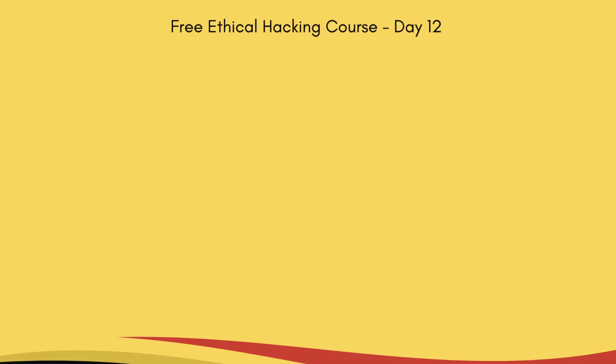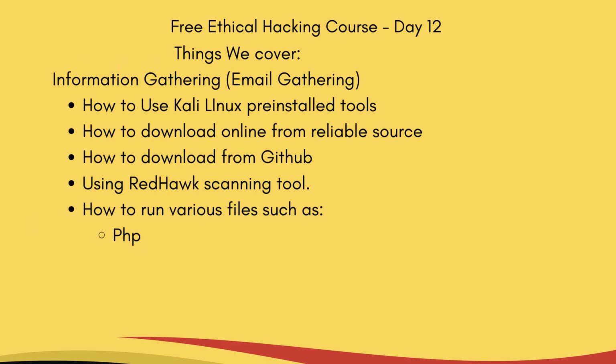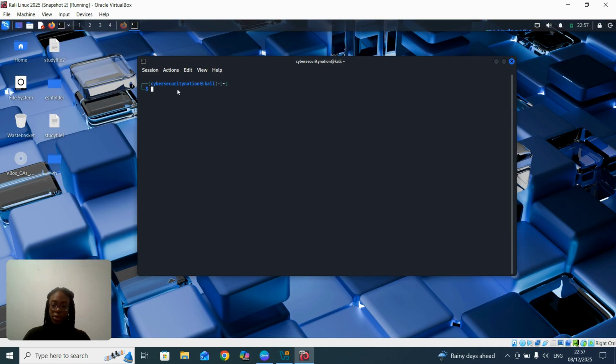In our last video, we looked at the various information gathering. We saw active information gathering and passive information gathering. We were able to search for the IP address of various companies. Today we'll continue with information gathering. We'll start with gathering emails. We'll also be looking at how to download tools online for information gathering. So let's look at information gathering.